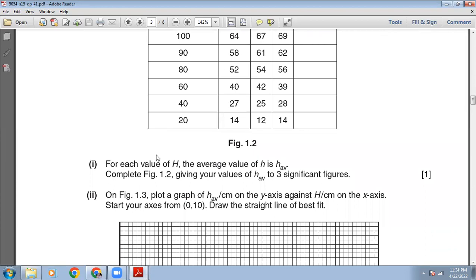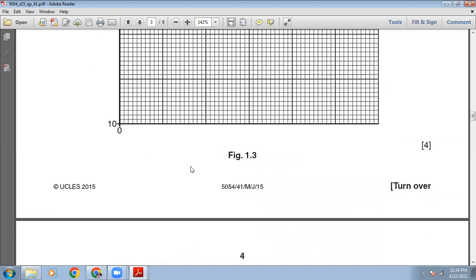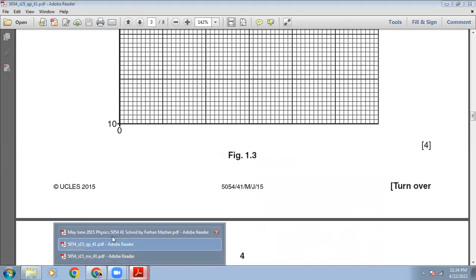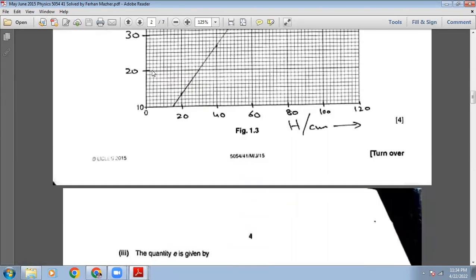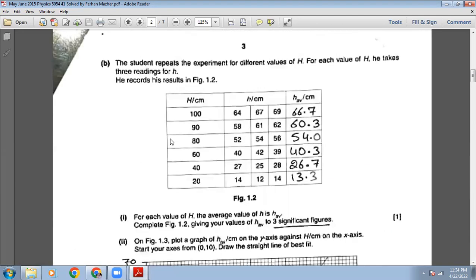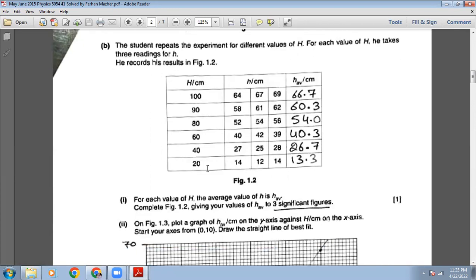We will look at our table and we will do that. Let me show you, and here we go. The first thing you will do is the labeling. On the x-axis, because this is the x-axis, it's going from 20 to 100.